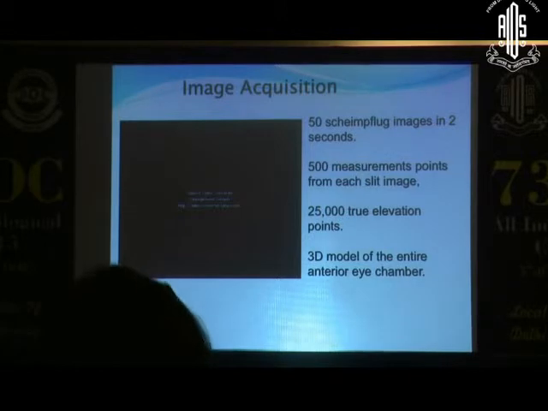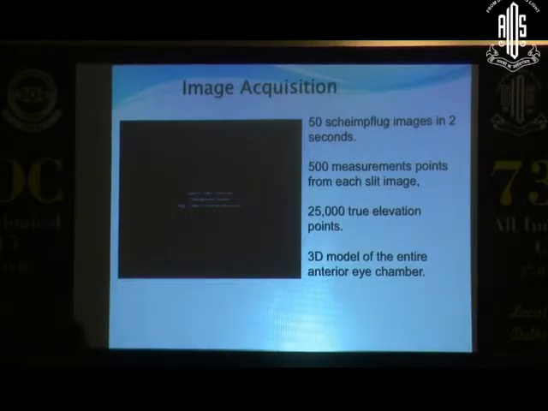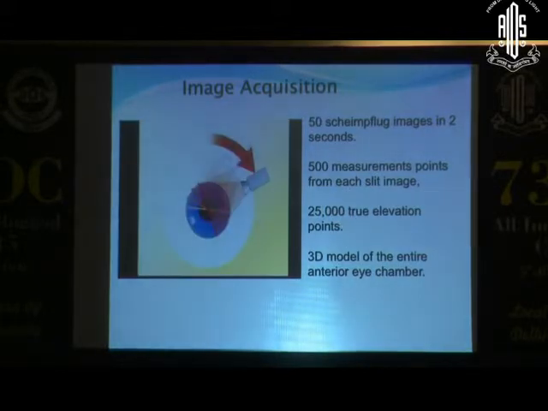So the Pentacam has a central beam which cuts through the cornea and creates around 50 Scheimpflug images in around 2 seconds. 500 measurements are taken from each slit image, representing 25,000 true elevation points and a three-dimensional model of the entire eye. So this is the Scheimpflug camera, which actually rotates around the central beam which cuts through the cornea. And then you have another camera right in the center which actually looks for eye movement and corrects for any changes due to that.